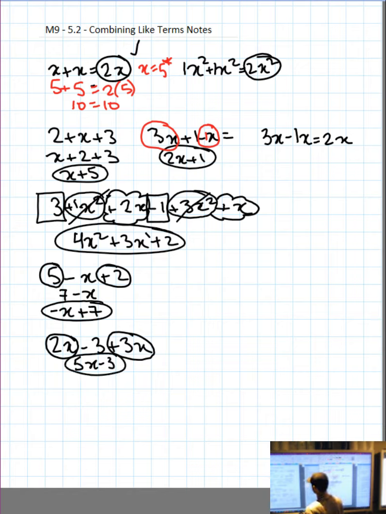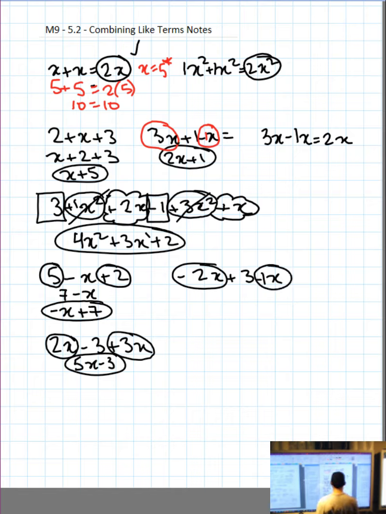Circle our answer. Oh, I forgot a couple off to the right. Negative 2x plus 3 minus x. Well, I have negative 2x and negative 1x, give it a 1. And negative 2 minus 1, adding and subtracting on the number line, is negative 3. Negative 3x. Then we have a positive 3.